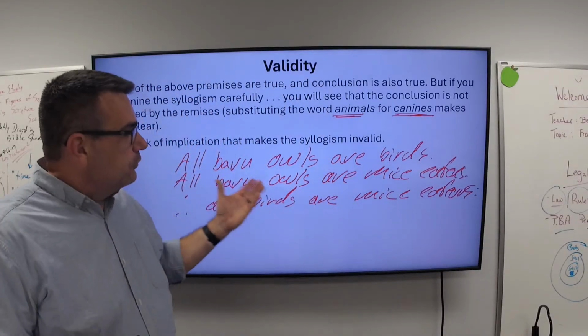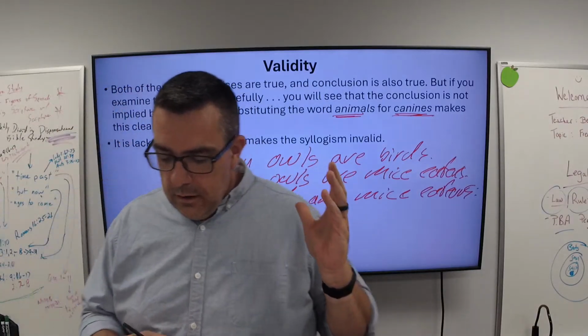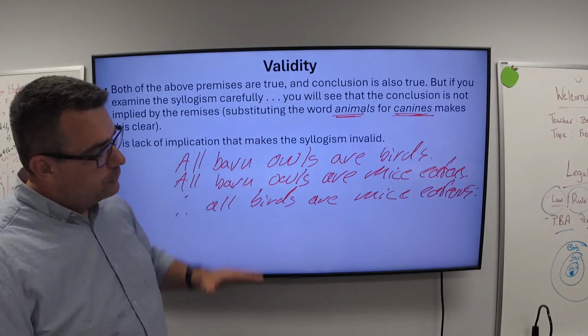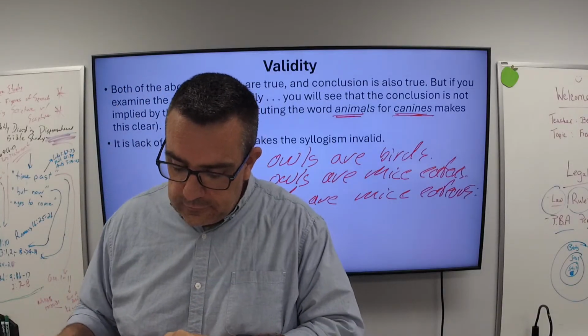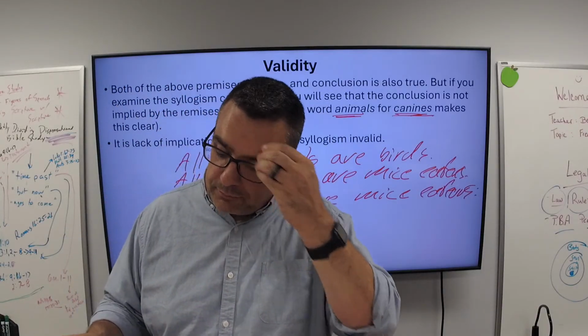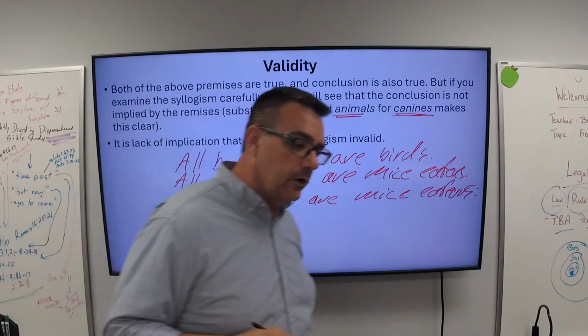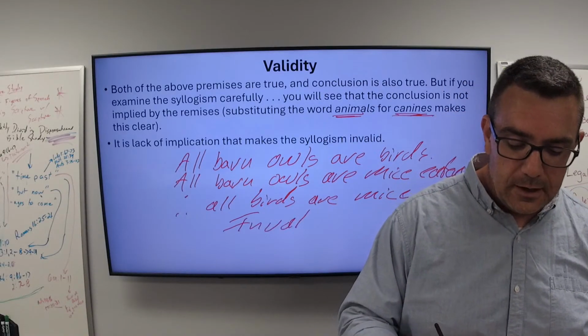are the premises true? Yes. Okay? So, is the conclusion true? No. So we have true premises and a false conclusion. Okay? So since this syllogism has true premises but a false conclusion, the syllogism therefore is valid or invalid? Invalid. It's invalid. Okay?